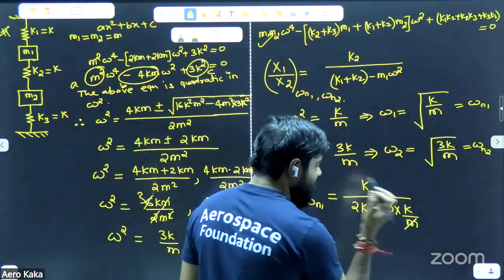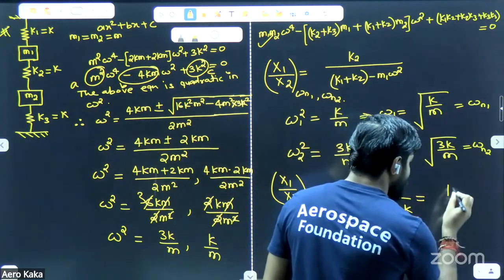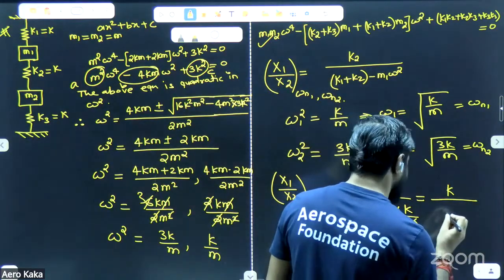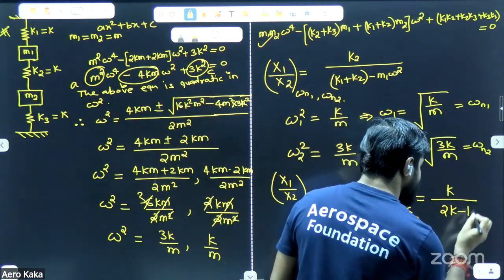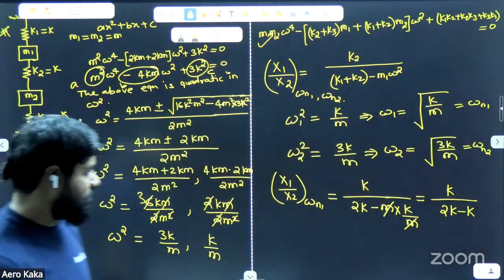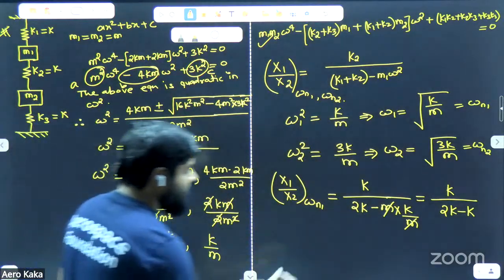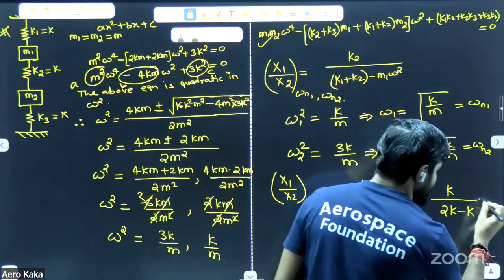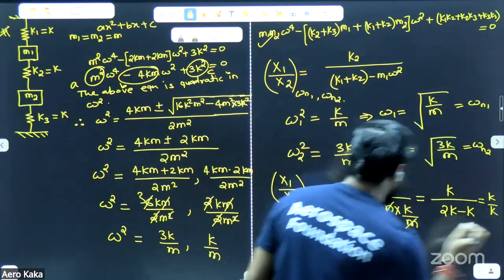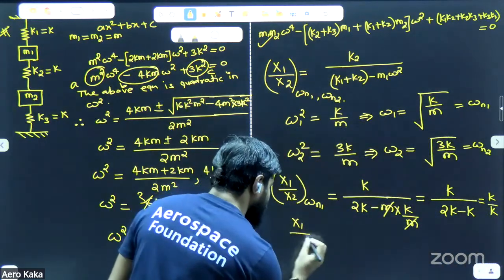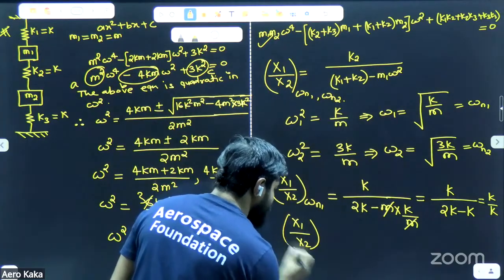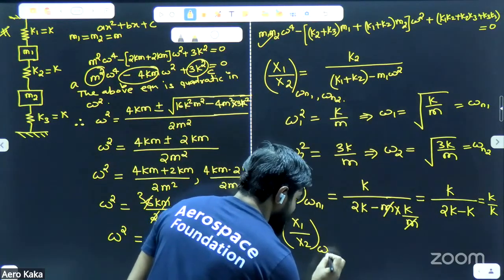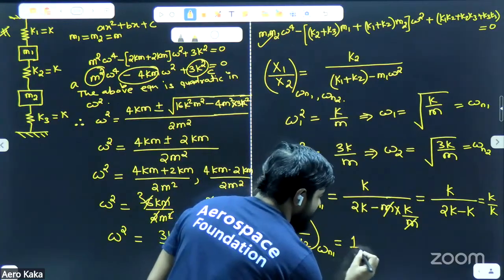This m and this m get cancelled. Ultimately, you are getting k divided by how much? 2k minus k. It means that this value is nothing but how much? k by k, which corresponds to the first natural frequency. We are getting the mode shape u is equal to 1.